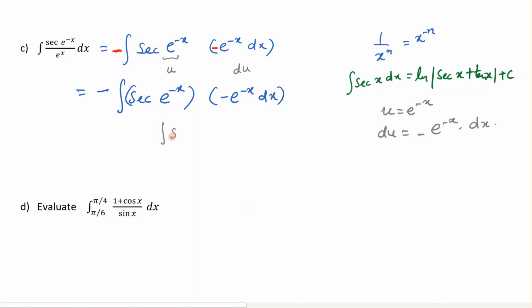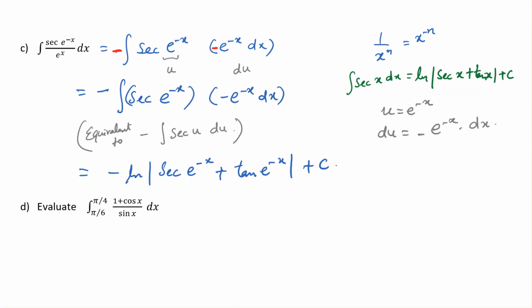So we have secant of u and we have du. So now we can just use our integral formula and we get the integral of secant of u, which would be ln of the absolute value of secant of u plus tangent u, which is ln of the absolute value of secant of e raised to the power negative x plus tangent of e raised to the power negative x, plus c.